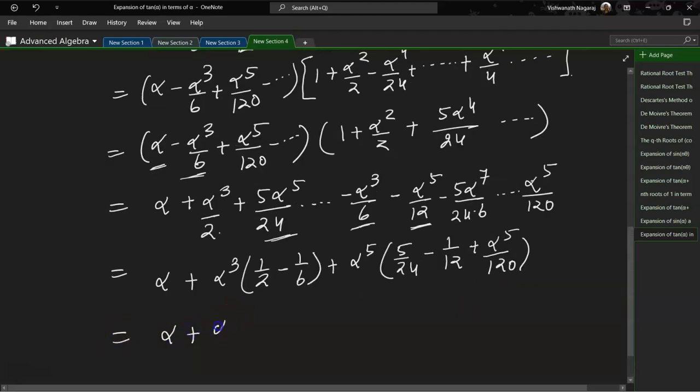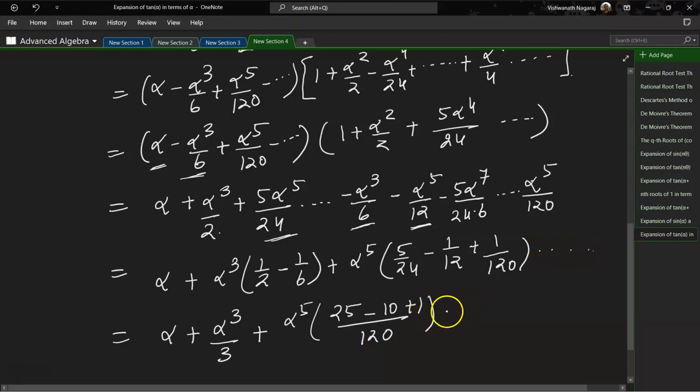Alpha plus alpha cube, this is what, 3 minus 1, 2. So 2 by 6 is 1 by 3 plus alpha to the power of 5 times, now here you will have 24 fives is 120, so 5 fives 25 minus 12 tens, so 10 plus 1 by 120, and here you remember you have dot dot dot.